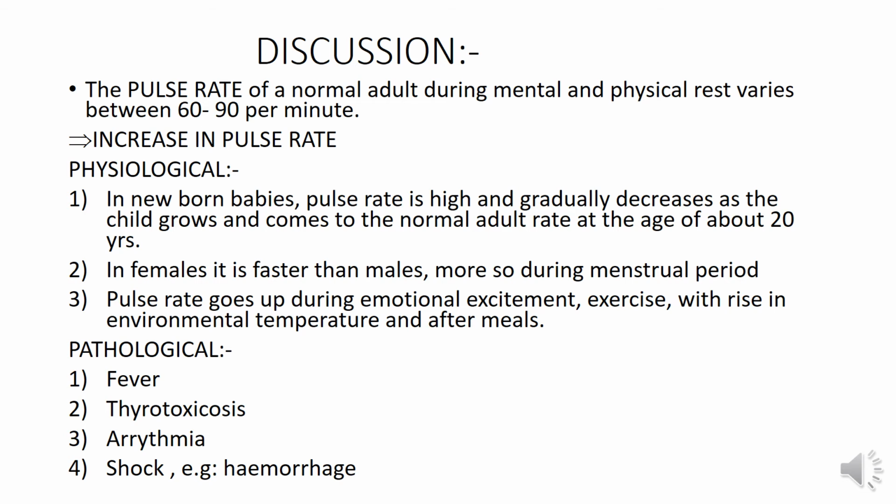Now, what are the pathological conditions in which the pulse rate increases? The pulse rate increases in fever, in thyrotoxicosis, that means when there is an increase in the thyroid hormone secretion, in arrhythmia of the heart, and in shock, for example hemorrhage.